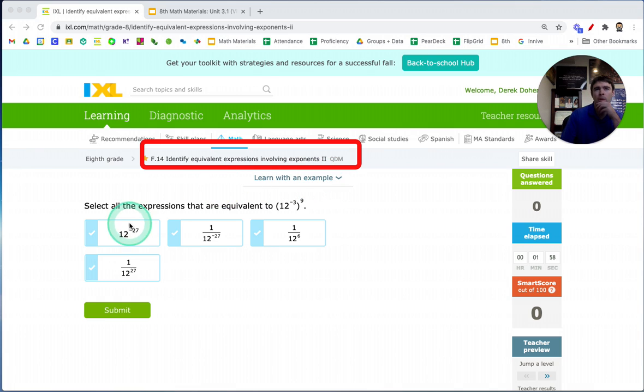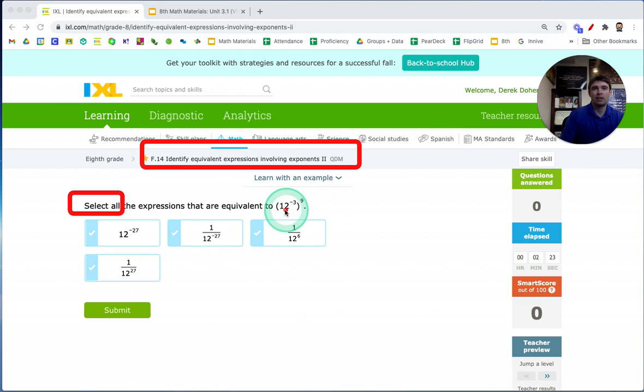Alright, here's the first one, and we're going to show just a few examples to show F14 and what they're after. First thing I see as I'm reading this question, it says select all the expressions that are equivalent to 12 to the negative third raised to the ninth power. So I'm going to first put a red box around that select all. That's important. And I see these blue check marks are telling me there could be more than one right answer. That's one layer of difficulty.